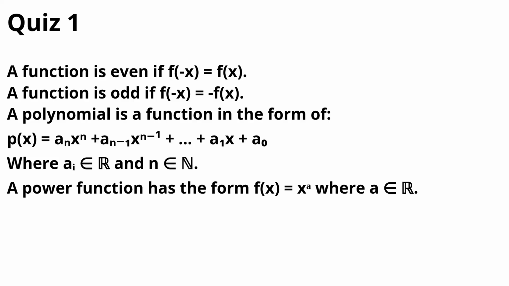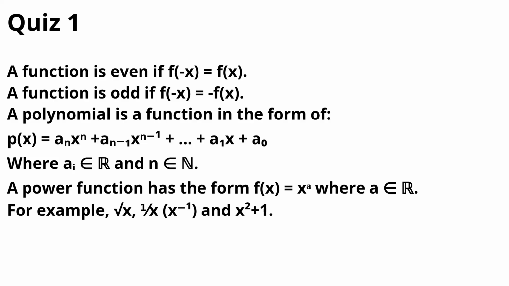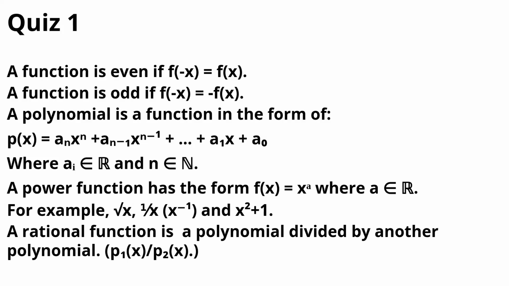A power function has the form f of x equals x to the a, where a is an element of the reals. For example, the square root of x, 1 over x, which is the same as x to the power of negative 1, and x squared plus 1. A rational function is a polynomial divided by another polynomial.